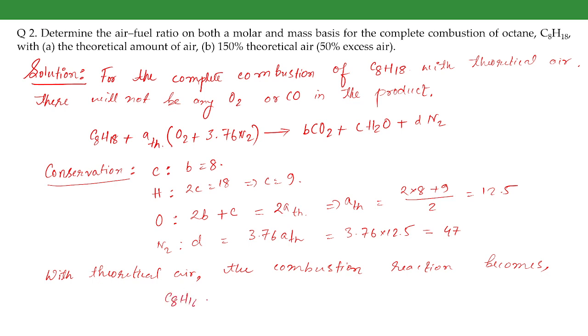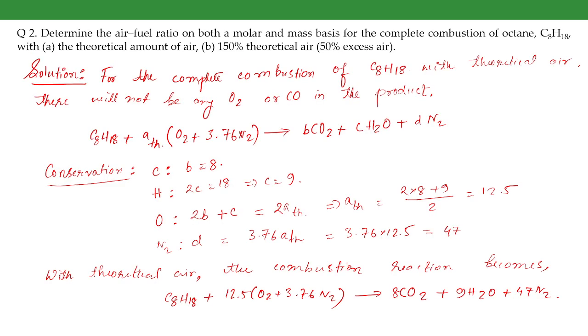C8H18 plus 12.5 oxygen plus 3.76 nitrogen gives 8 carbon dioxide plus 9 water plus 47 nitrogen.